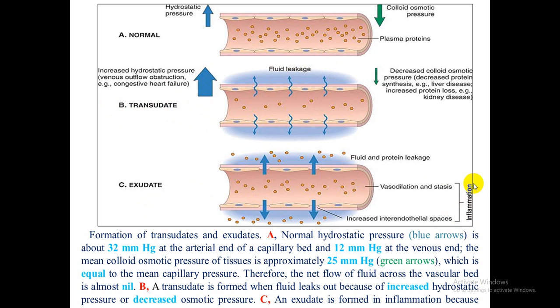In the inflammatory process, there is vasodilation and increased vascular permeability due to contraction and retraction of endothelial cells, which increases the gaps between them. This will result in increased leakage of protein-rich fluid from the vessels into interstitial tissue, sometimes rich with inflammatory cells, and this represents an exudate, or inflammatory exudate. These are the differences between transudate and exudate.